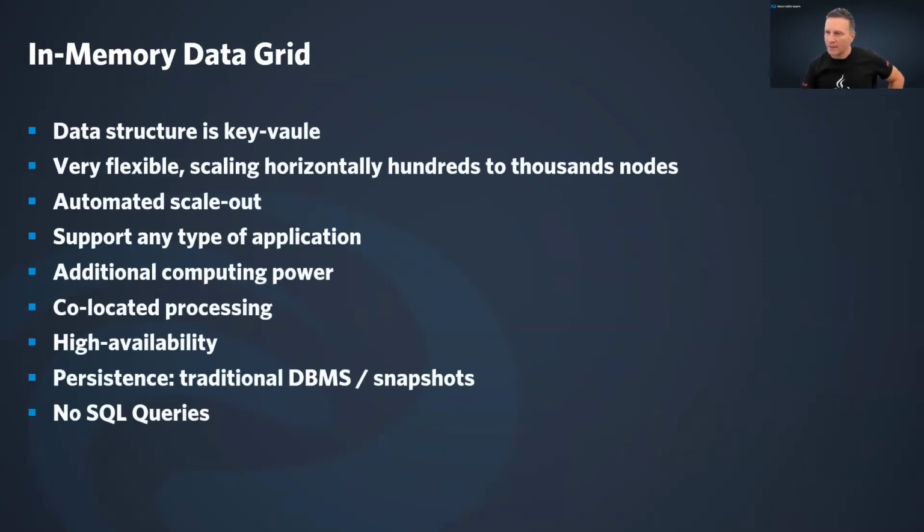Summary for in-memory data grids. The data structure is also key-value. They are also very flexible in scaling horizontally through hundreds or 1,000 nodes, of course, if you have enough memory and enough money for buying this memory power. They also support, similar to caches, all kinds of applications. You can easily put your in-memory data grid or distributed cache between your application and a database, and no matter which application you run, you can use it to improve your performance.